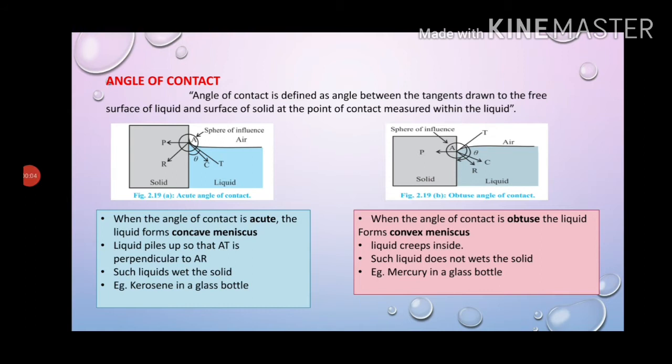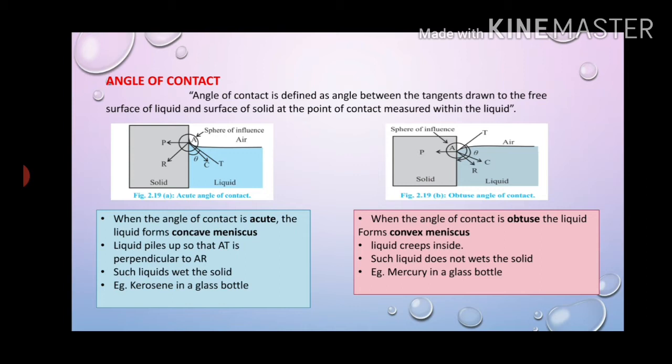Let's begin with the next topic, angle of contact. Angle of contact is the angle between the tangent drawn to the surface of liquid and the surface of solid at the point of contact, measured within the liquid.